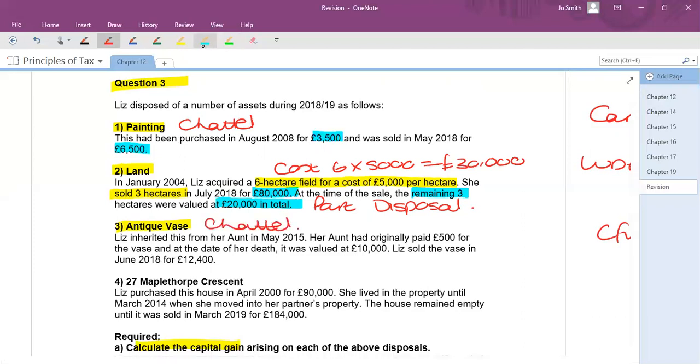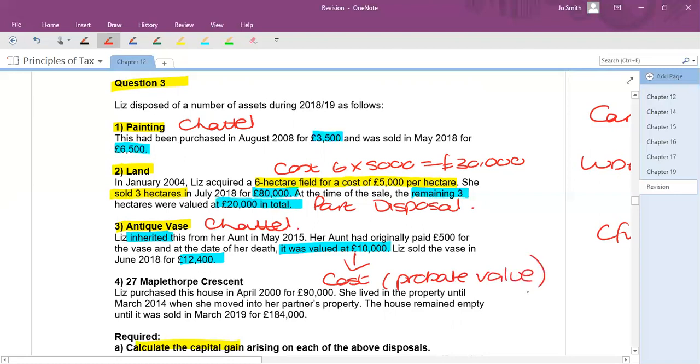This one was inherited from her aunt. Her aunt originally paid £500 for the vase. At the date of death, it was valued at 10,000 and she sells it for 12,400. So that's her proceeds. The question is, what cost are we going to use? If ever you inherit something, remember you're getting it for free, so you didn't pay anything for it. But in terms of capital gains, it will be calculated based on what we call the probate value, and that is what it was worth at death. So that's the cost that you're going to use, which is deemed to be the probate value at the date of death.